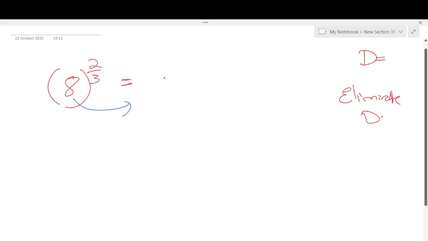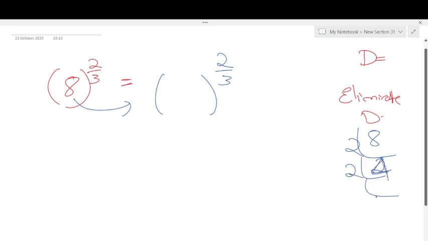Now convert this 8. What should I write 8 as so that the denominator gets cancelled? Not a to the power of 3. When you factorize, what do you get? 2 to the power of 3. When you open the bracket, so what is left? What's the final answer?